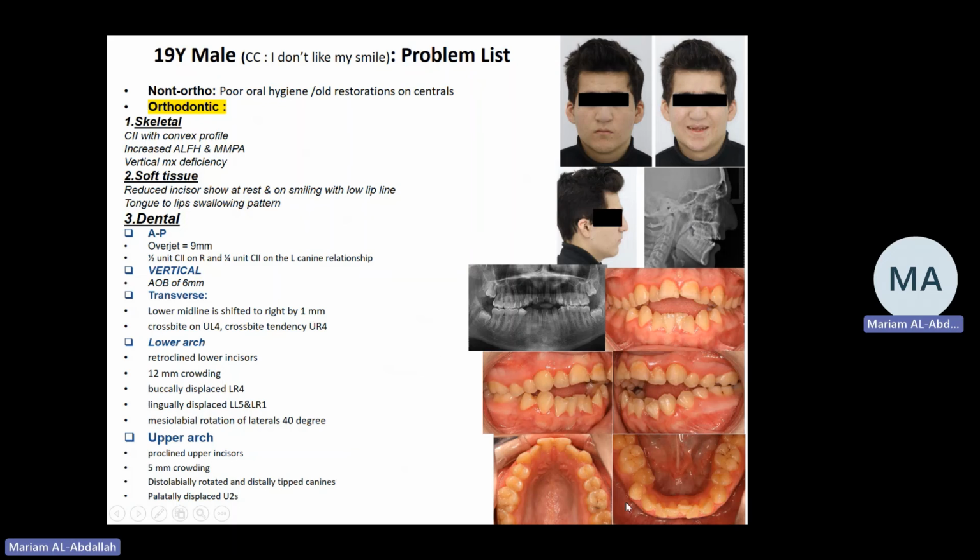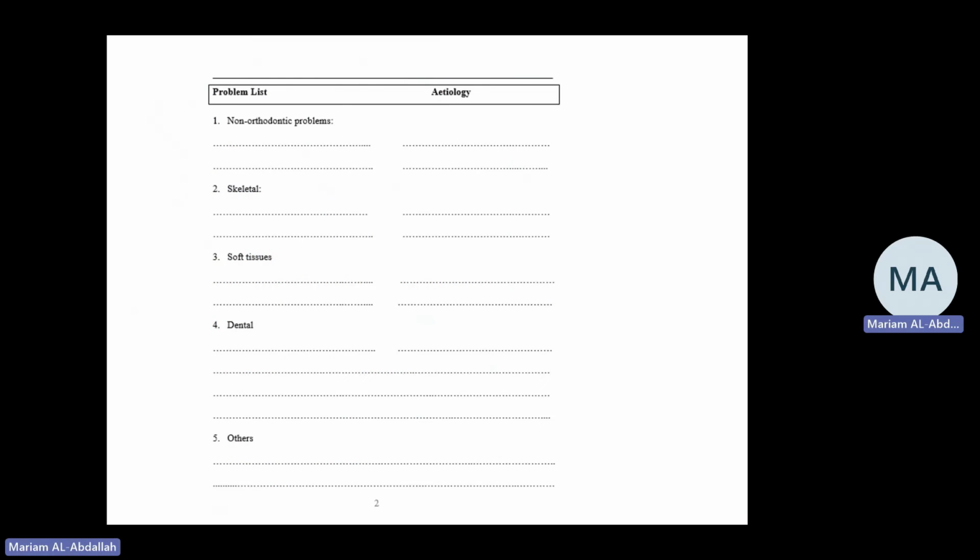In the lower arch, as you can see, the lower arch is presented with retroclined lower labial segment and severe crowding with multiple rotations and displacements. Severe crowding. In the upper arch, there is moderate crowding with both laterals displaced palatally, and there is multiple rotations, as you can see here. Okay. So this is summarizing the whole problem list that the patient is presented with. Let's talk about the etiology.